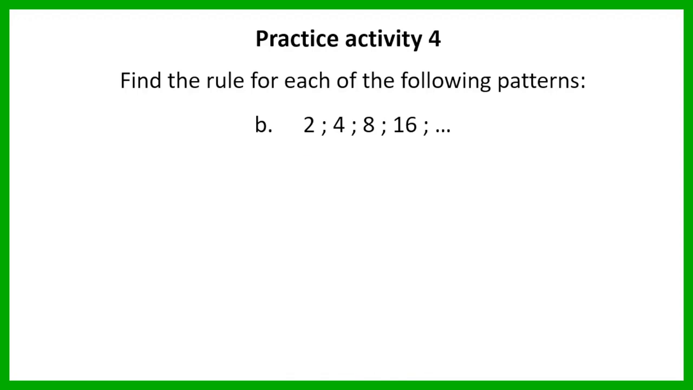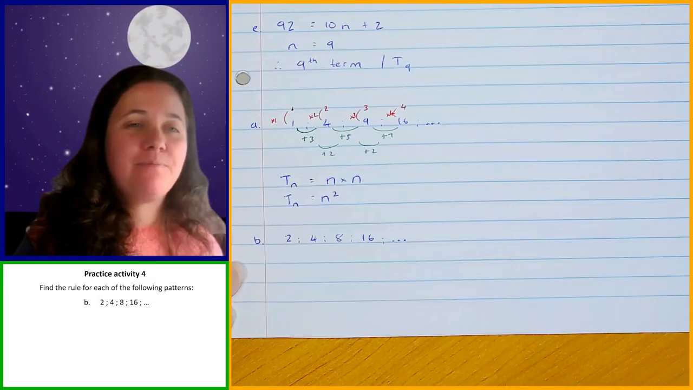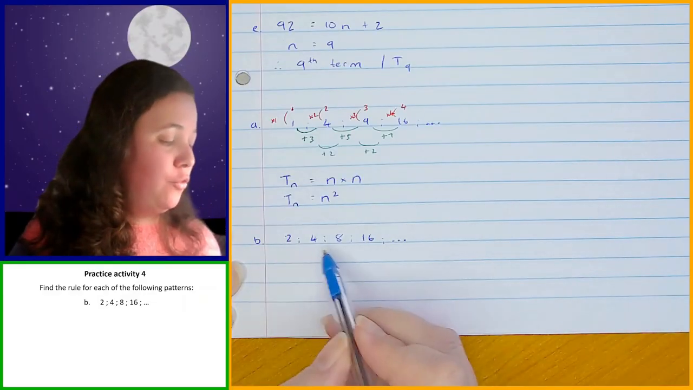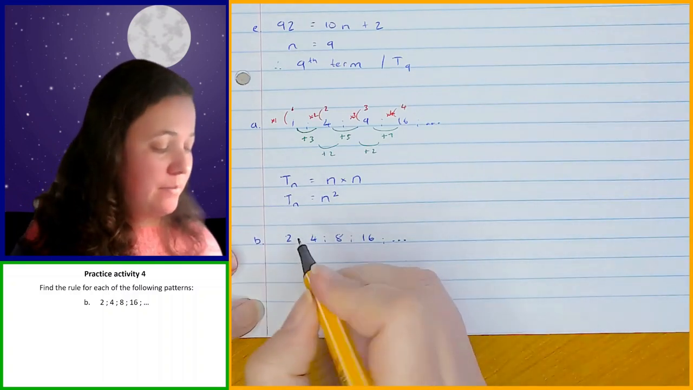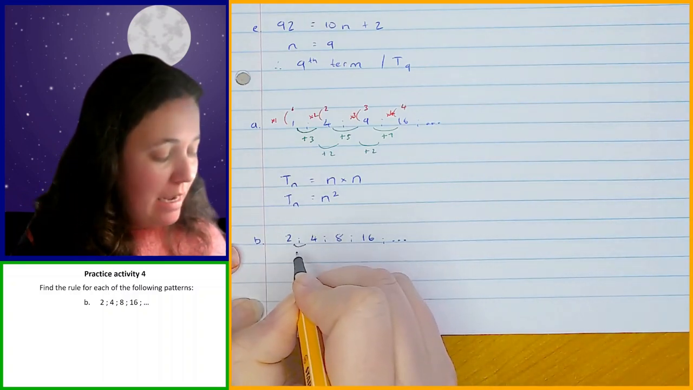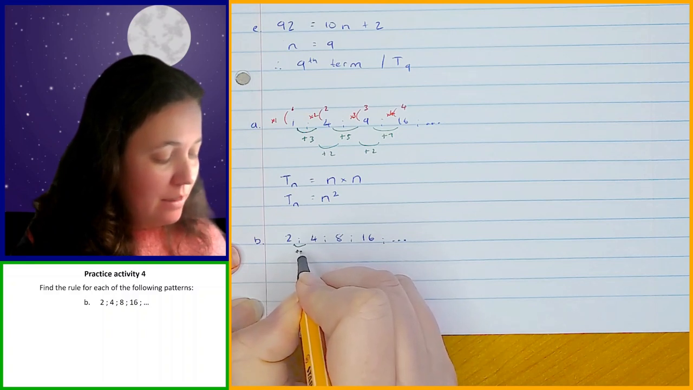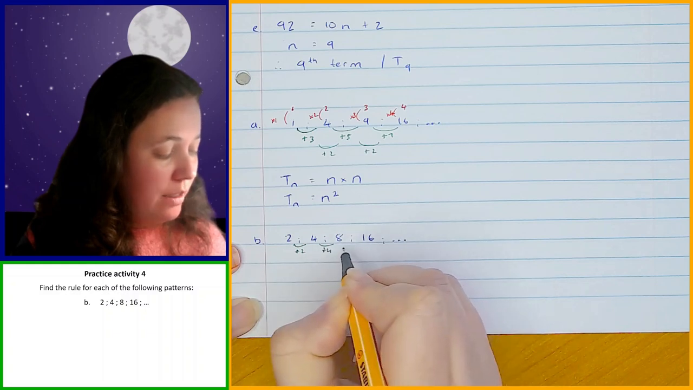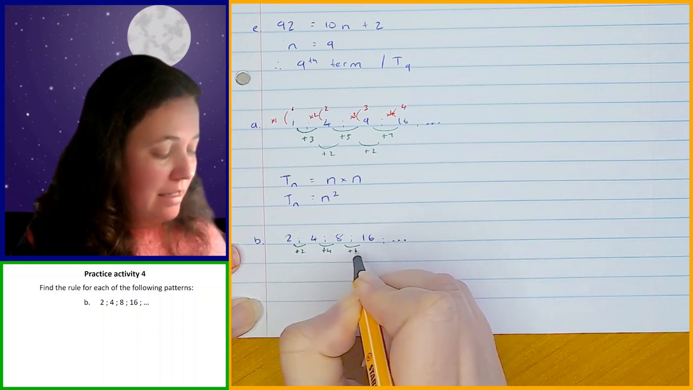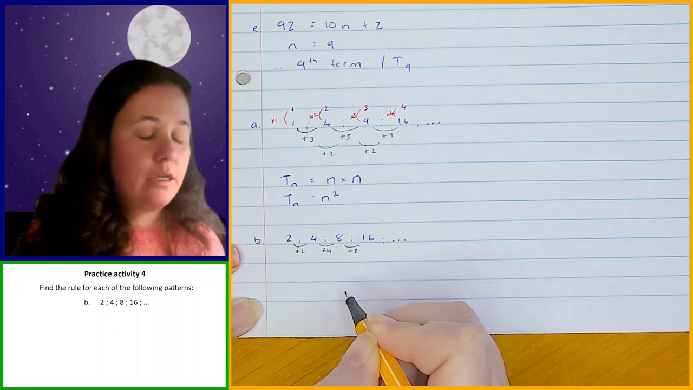Okay, let's go through that and see if you manage to figure out what it is. So for this one, I've got 2, 4, 8, 16. So first, let's see if there's a constant difference. Okay, so to go from 2 to 4, I'm adding 2. Here, I'm adding 4. Here, I am adding 8. Okay, so that is not a constant difference.